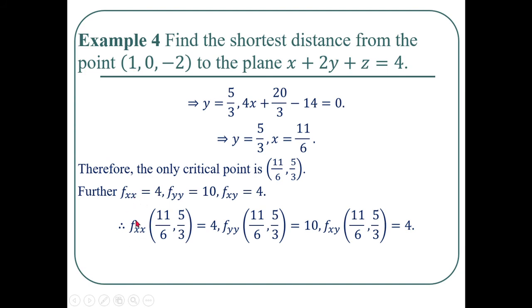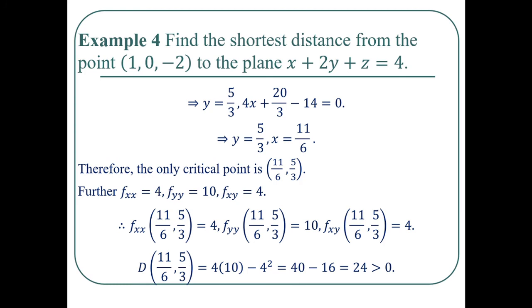If we observe, all these values are constant, so the values of all these second order partial derivatives at (11 by 6, 5 by 3) are also the same. Now directly you can find the value of the discriminant D at the point (11 by 6, 5 by 3): 4 into 10 minus 4 squared, that is fxx into fyy minus fxy squared. So it will be 40 minus 16 is equal to 24, greater than 0. D is greater than 0 and fxx is 4, that means positive, greater than 0. So this point is a local minimum point.